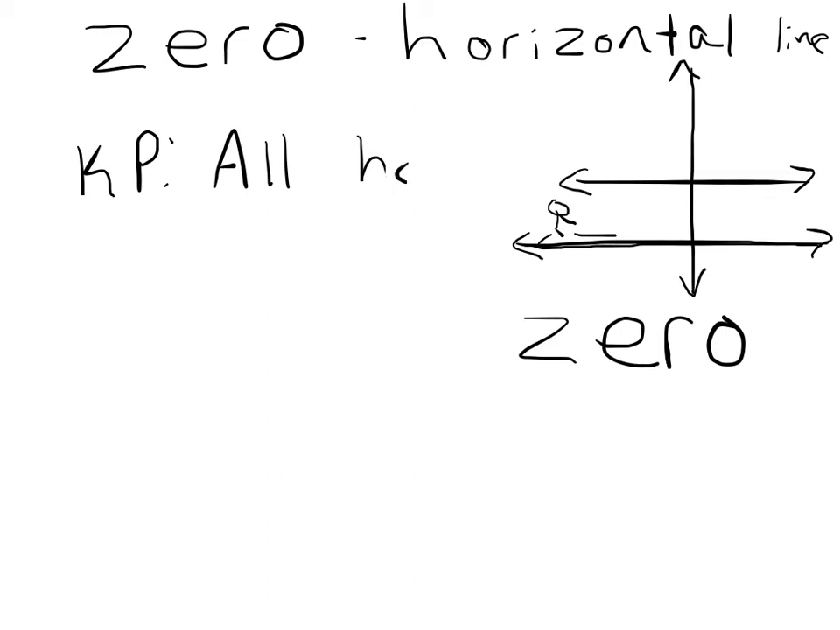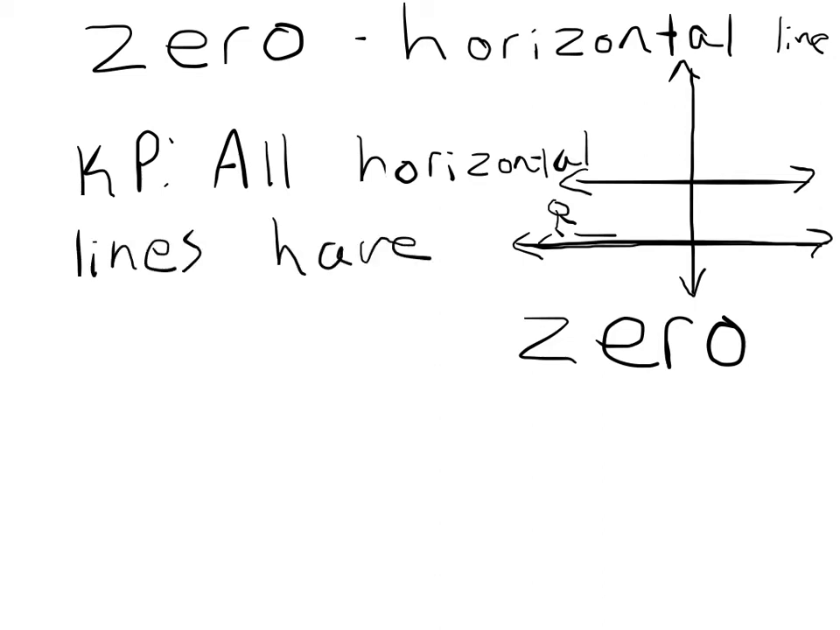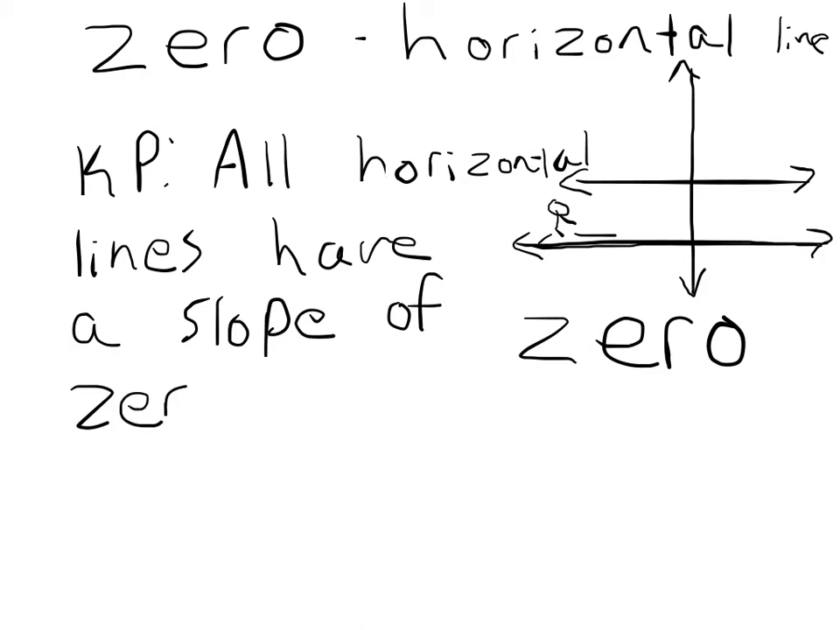Okay, all horizontal lines have a slope of 0. Okay? And let's put in parentheses, no fun. They're not any fun to go sledding on.